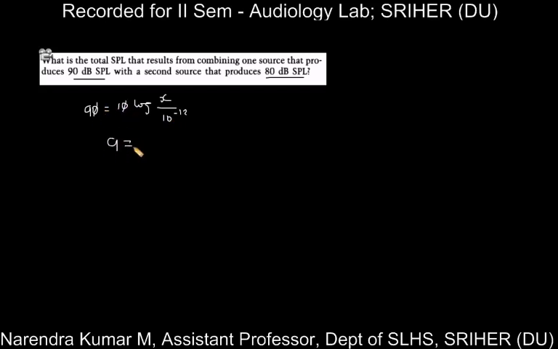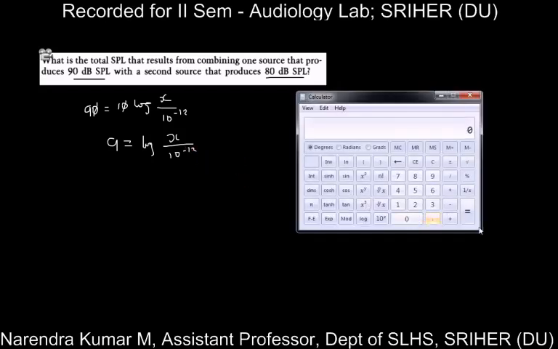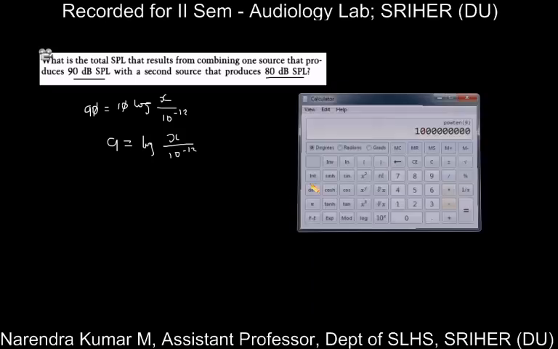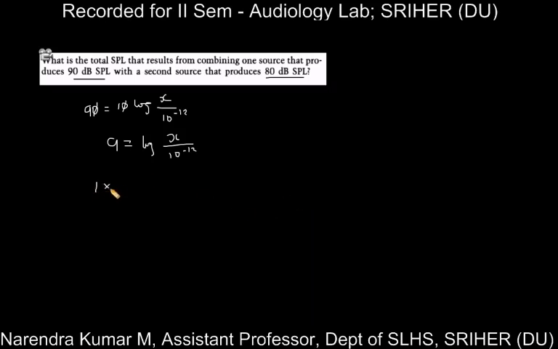90 equals 10 log x by 10 to the power minus 12. So when 10 comes to the other side, it becomes 9 equals log of x divided by 10 to the power minus 12. Taking antilog on both sides, antilog of 9 is going to be 10 to the power 9, so 1 into 10 to the power 9, equal to x divided by 10 to the power minus 12.